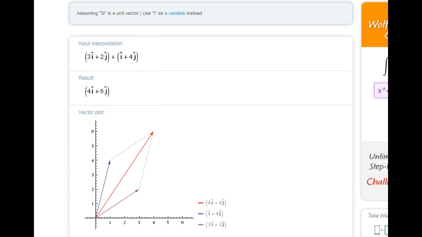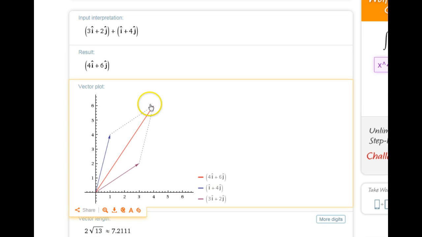So it added the two together: 3i plus 2j is our first vector, and we add that to the vector i plus 4j, and we get 4i, because 3i plus i gives us 4i, and then 2j plus 4j gives us 6j. And it shows you a picture. They use the parallelogram law to show the sum.